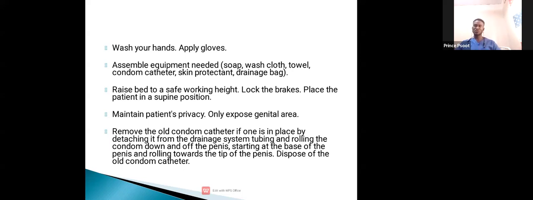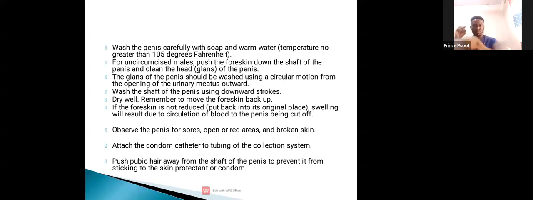So by what? By detaching it from the drainage system and then you roll the condom down and off the penis, starting at the base of the penis and rolling towards the tip of the penis, and you dispose of the old condom catheter. So wash the penis carefully with soap and warm water, with a temperature not more than 105 degrees Fahrenheit.